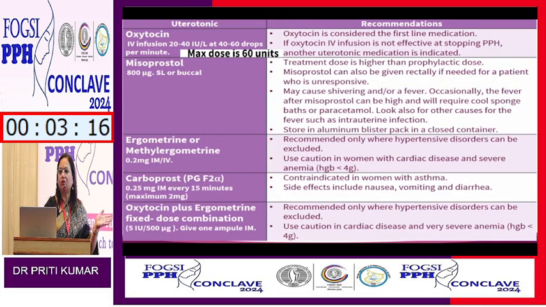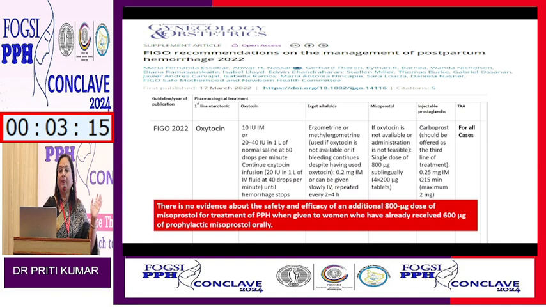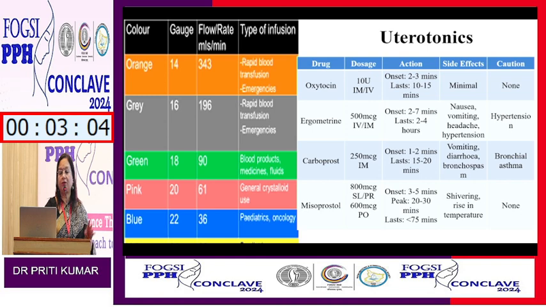So these are all the list of uterotonics. We should know about it. Again, if you use misoprostol for prevention of PPH, then do not use it for management, because the studies show that the further use of misoprostol, if you have used it for prevention, is not effective. This is the chart which I was talking about. The onset of action, how long the duration of action lasts. Again, it is very, very important.